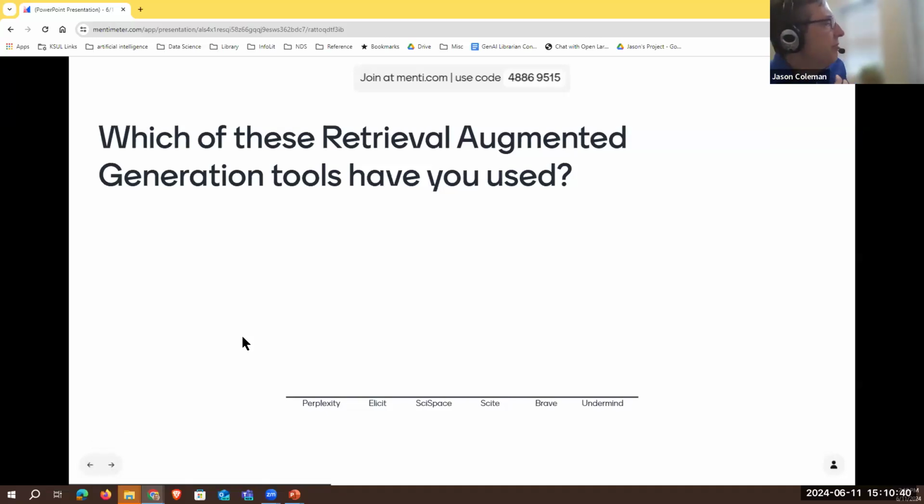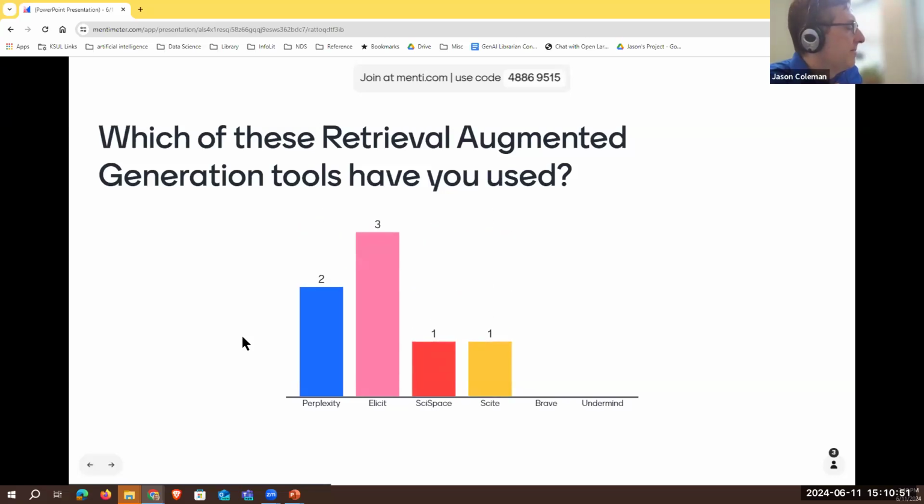Another question, which of these retrieval augmented generation tools have you used? Perplexity, Elicit, SciSpace, Cite, Brave, and Undermine. And there are many more, but these are ones that I have played around with. Actually, I haven't played around with Brave that much. But Brave, what's really interesting about them is that it's a browser, and they're promising a lot of data security and privacy. They're very adamant about that. That's their whole marketing play. That's the niche they want to fill.